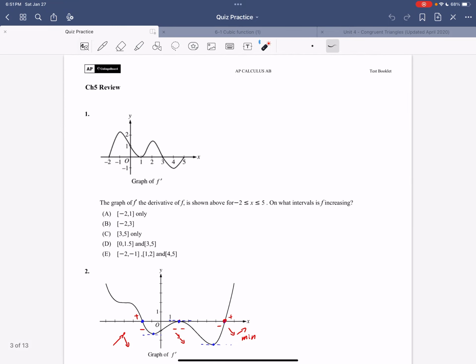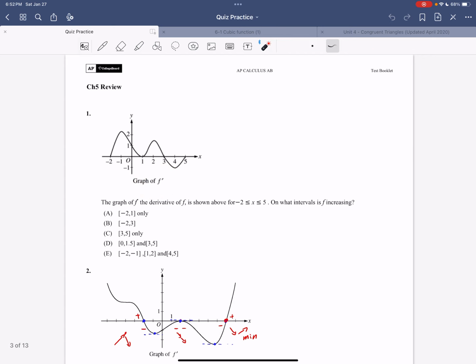So here, this one is the f prime graph, from -2 to 5, and it asks on what interval f is increasing. Increasing is the first derivative of this one. And since it's the first derivative, increasing means any point above the x-axis. So it's gonna be increasing from here to here, -2 to 3, okay? So it's gonna be this one.